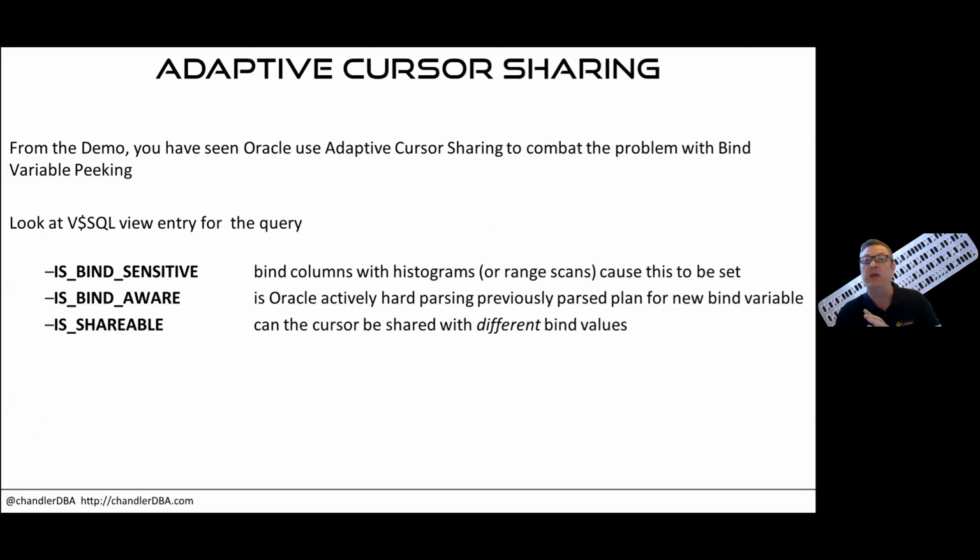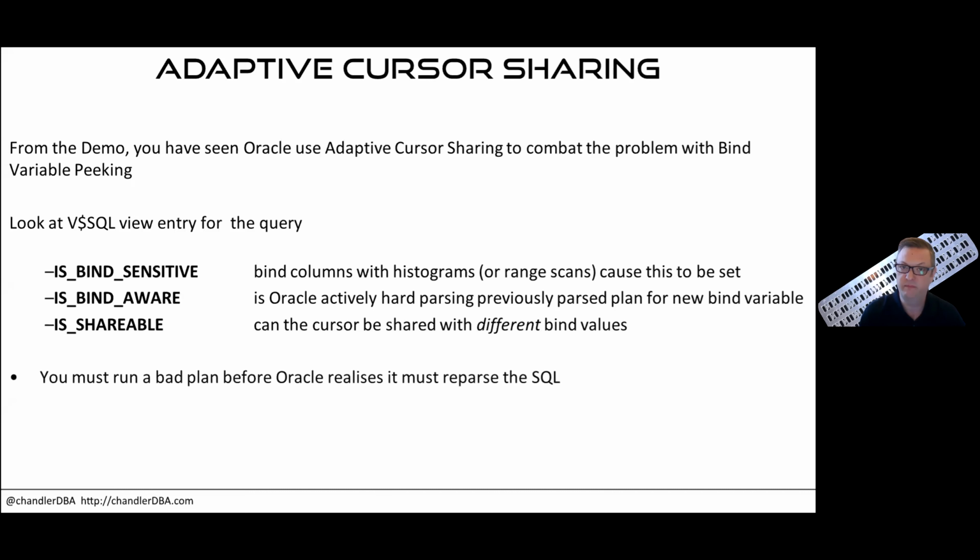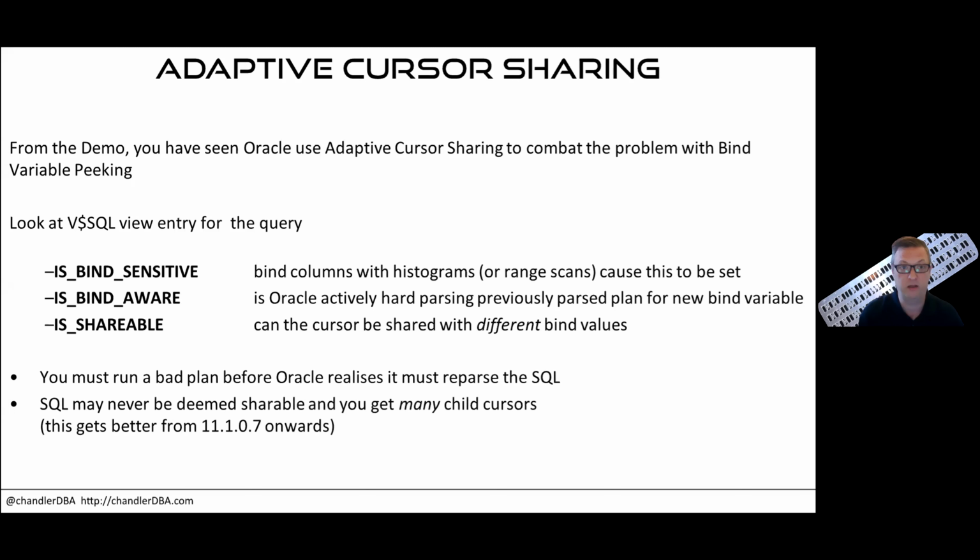So from that, adaptive cursor sharing is useful to combat bind variable peeking issues, but it's not perfect. You've got to hit a bad plan before you will hit a good plan, before Oracle will reparse. It is possible Oracle may never deem your cursor to be shareable, and you start getting lots and lots of child cursors.